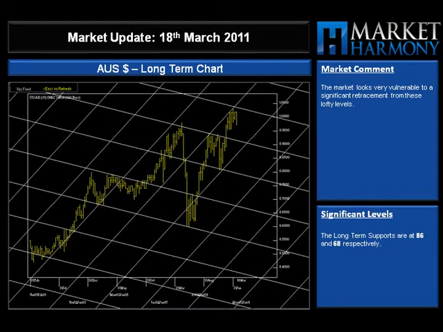So here we're looking at the Aussie dollar, long-term chart again. Market looks very vulnerable to a significant retracement from these lofty levels. The long-term support comes in at 86 and the next one is at 68.